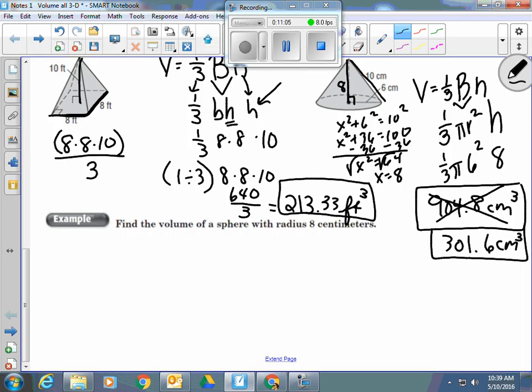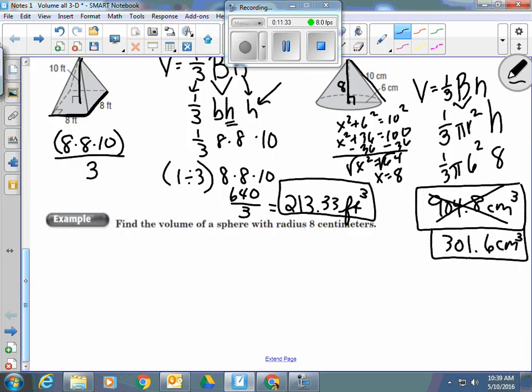Did you do 3.14 or did you use the pi key? 301.6. Oh, it's not times 10. It's times 8. 10 is the slant height. Yeah, 10 is the slant height. Got to get the right answer. So 301.6 is the correct answer.